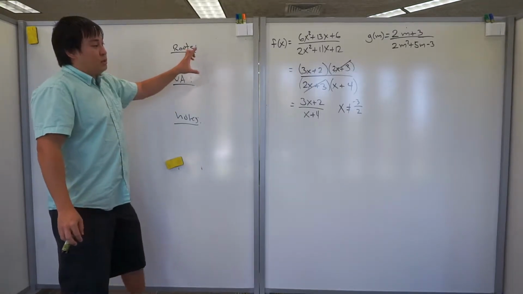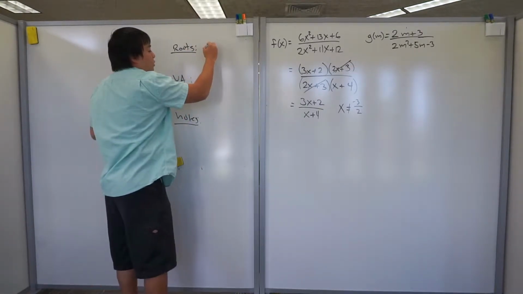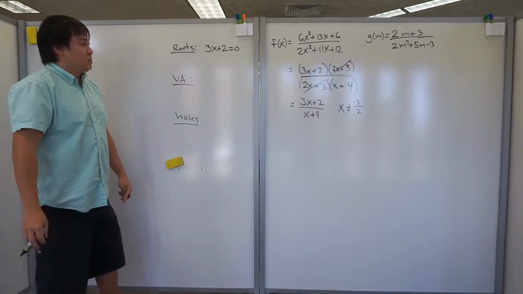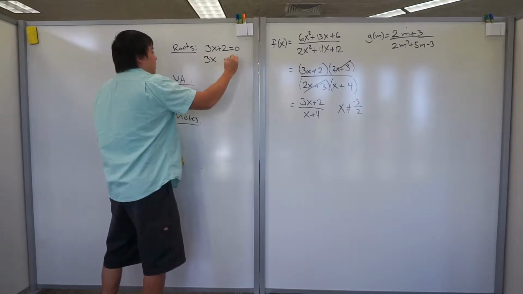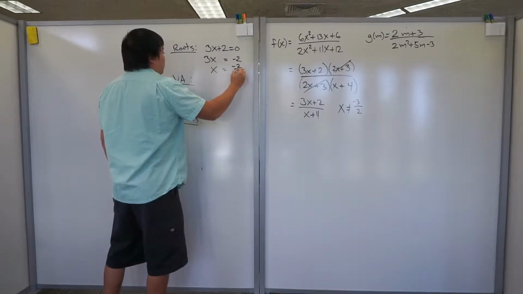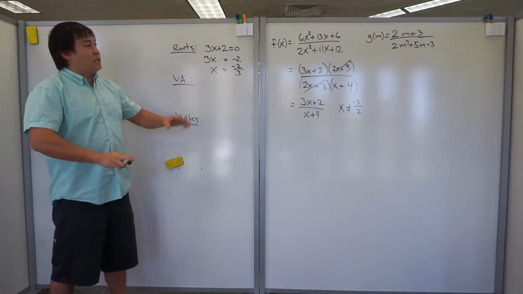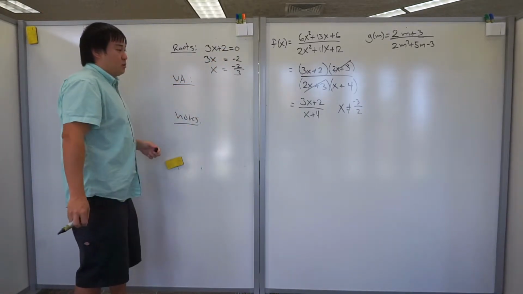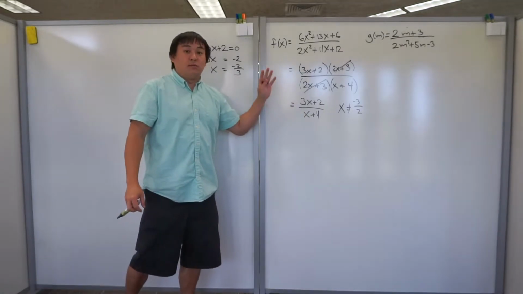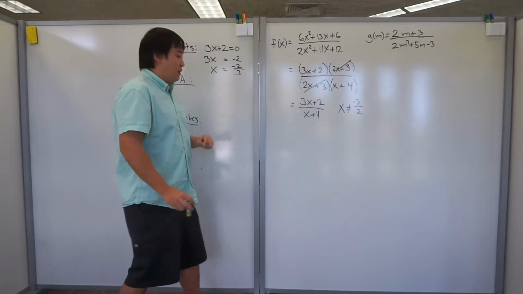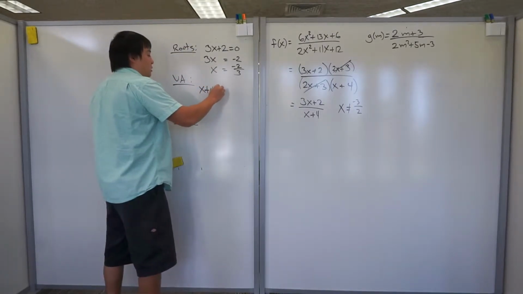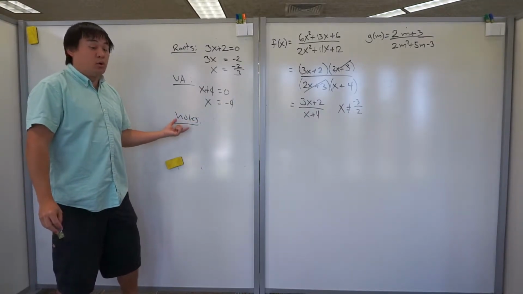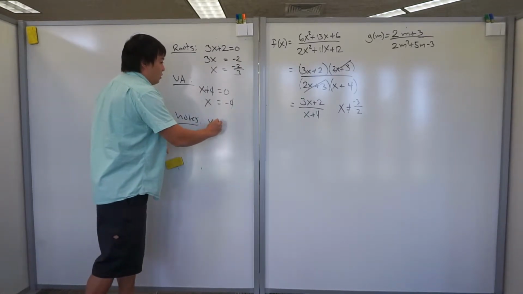The roots happen when the top is equal to 0. So when 3x plus 2 is equal to 0. So let's solve this. 3x is equal to negative 2, and x is equal to negative 2 over 3. So the root of this rational function is x equals negative 2 over 3. The vertical asymptote happens when the denominator is 0, but it happens when you have it simplified already. So we only need to worry about this one. And we already have the hole. The hole is the other one, the one that we saw from earlier.